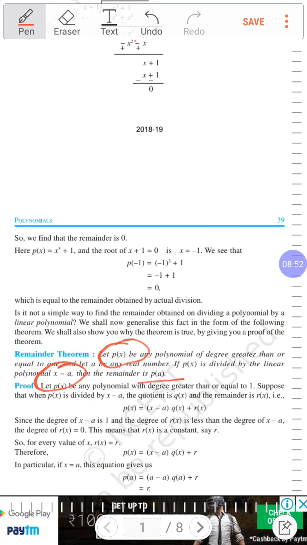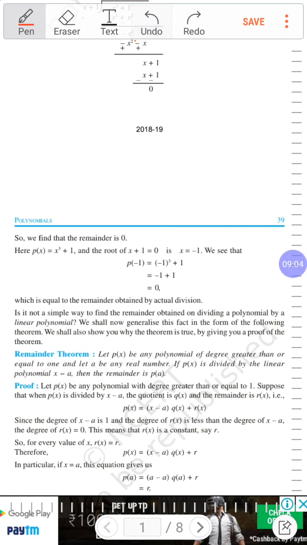When we keep a in place of x, then we get what? a - a is 0. So a is the zero of the divisor. So what happens is, when we divide any polynomial by a divisor, by putting the zero of the divisor in the given polynomial in the place of x, then we get the remainder.